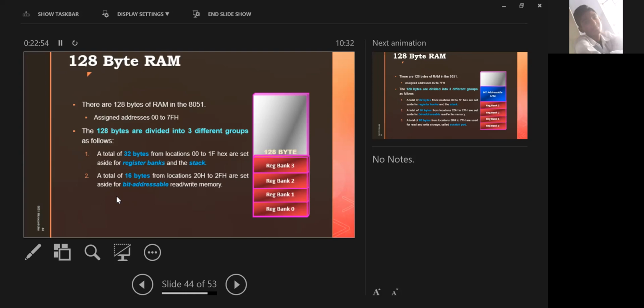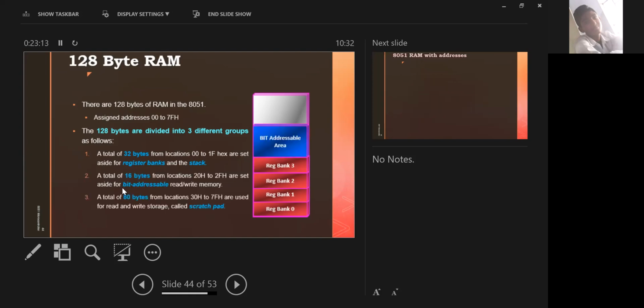That is reading the data. And writing data means writing to the printer is also writing data, or putting it in a memory is also writing data in that case, right? So for that, 16 bytes from location 20H to 2FH are dedicated for this purpose. Then we have 80 bytes from location 30H to 7FH used for read and write storage called scratch pad, right?